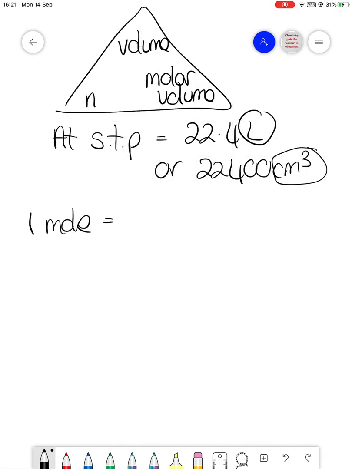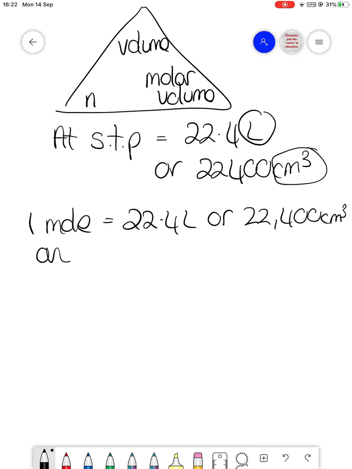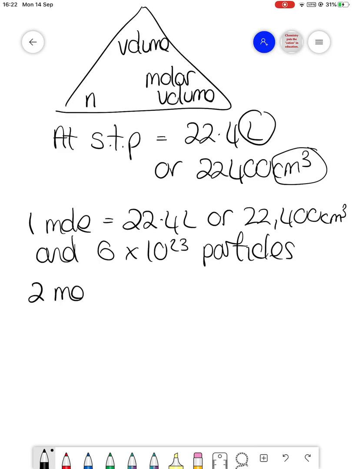So 1 mole, this is on page 23, is equivalent to 22.4 litres, so you're filling in the blanks, or 22,400 centimetres cubed, and this is equivalent to 6 by 10 to the 23 particles. So you should be able to now fill in the blanks on page 23 for 2 moles and for 0.5 of a mole.